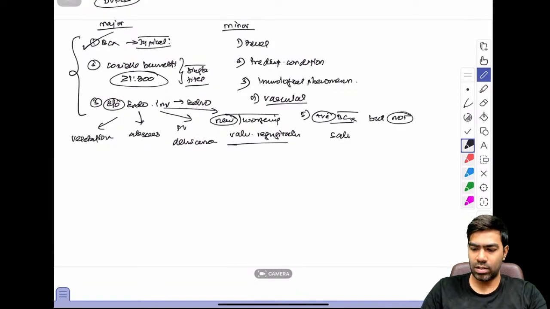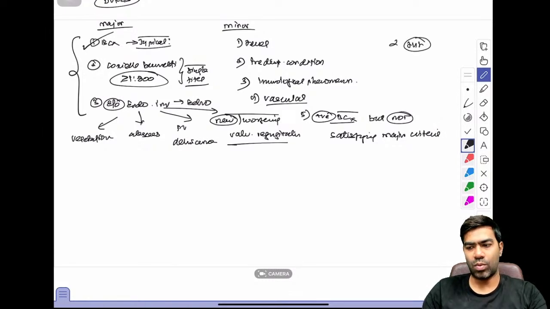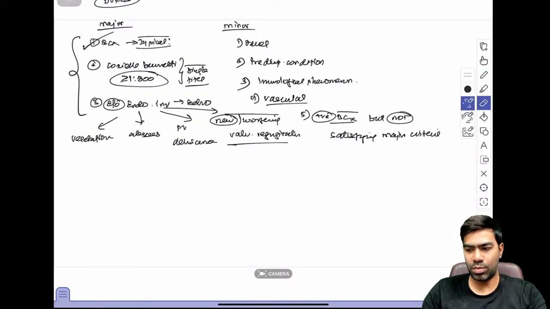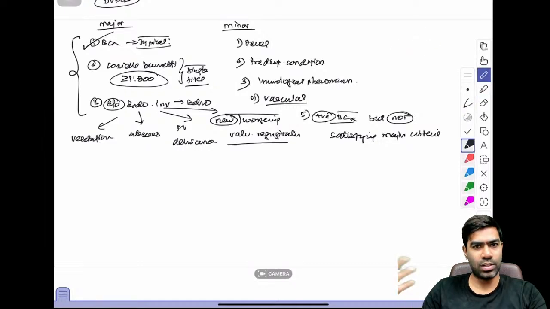Not typical, not satisfying the major criteria. So what do you mean by it's not satisfying the major criteria? Which means, I told you, you have to take 2 blood cultures 24 hours apart, and both should be positive. What if it's only one positive? That's also a positive blood culture only. But just because the second culture is not positive, that cannot be taken lightly. So that will come under the minor criteria.